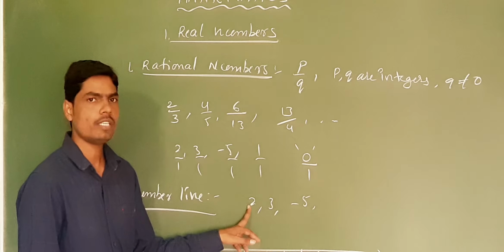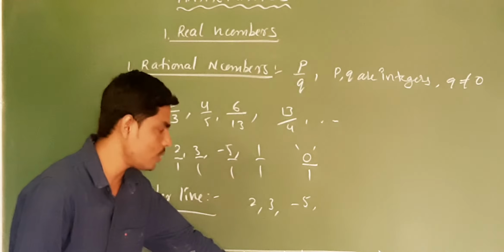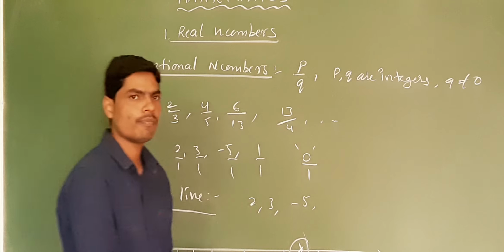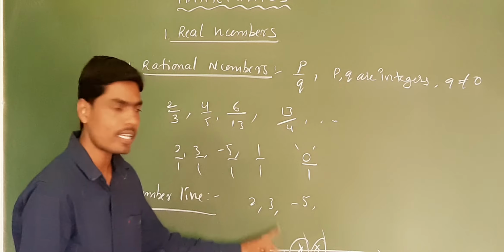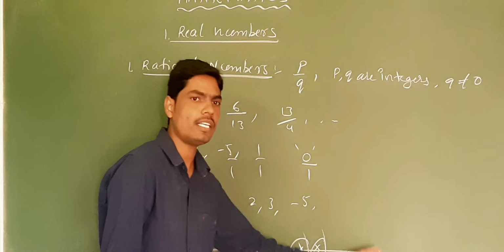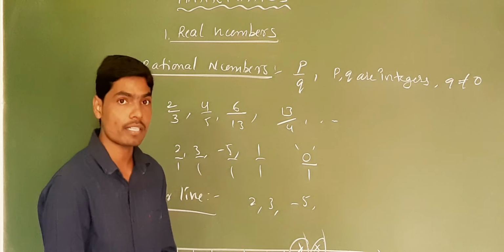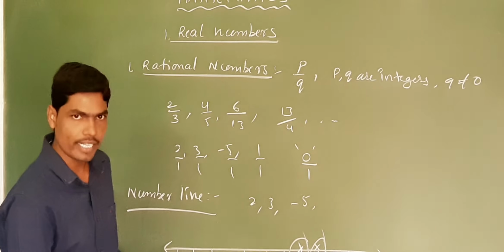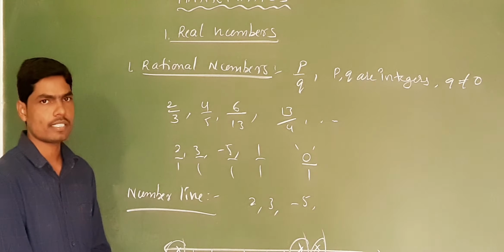Now represent 2 on this number line. So directly this 2 is visible to us. So you can represent this. Next 3. 3 is here. 3 is a positive number. That is located on the right side of the number line. Next minus 5. It is a negative number. So on this number line, it is located to the left side. So minus 5 is here. Like this you can represent.